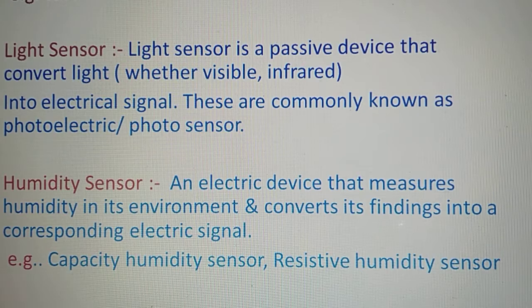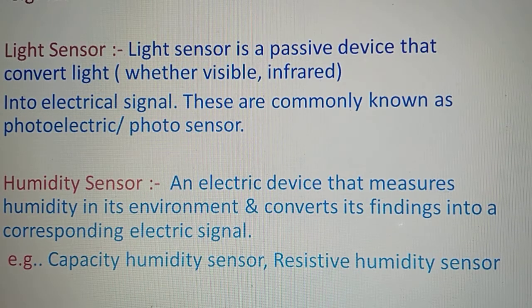And next is a light sensor. The light sensor is a passive device. What are the active devices and passive devices that we studied last time? So a light sensor is a passive device that converts light, which may be infrared or visible light, into an electrical signal. These are commonly known as photoelectric sensors or photosensors, because light is nothing but photo. That's why they are called photosensors.